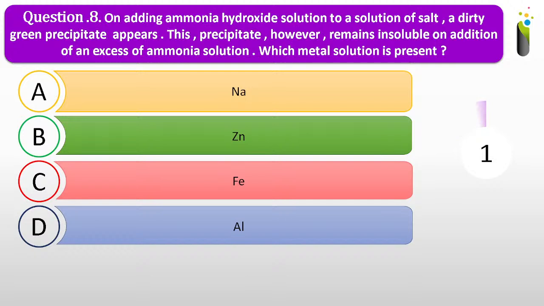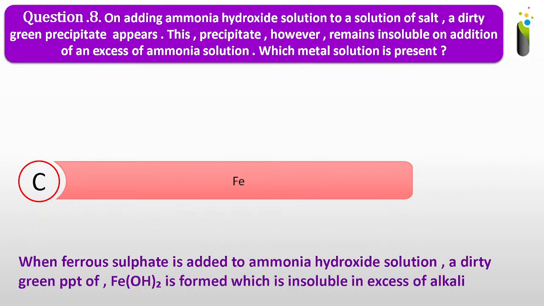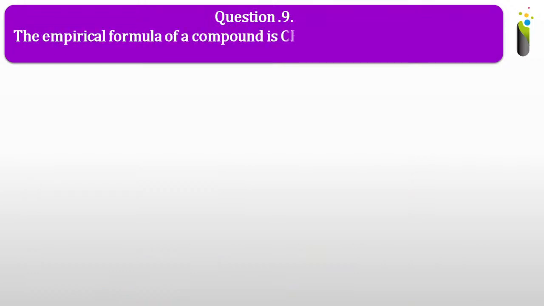So the answer for this question is C. Iron. When ferrous sulfate is added to ammonium hydroxide solution, a dirty green precipitate of Fe(OH)2 is formed, which is insoluble in excess of alkali. Almost all the students have got it right. I'm very happy. Question number 9.